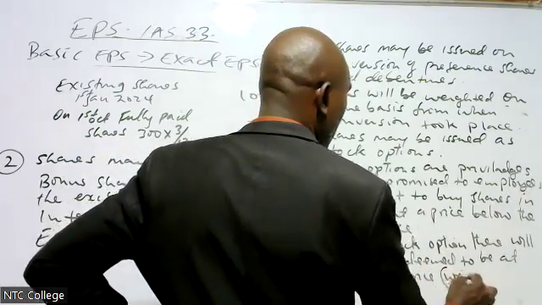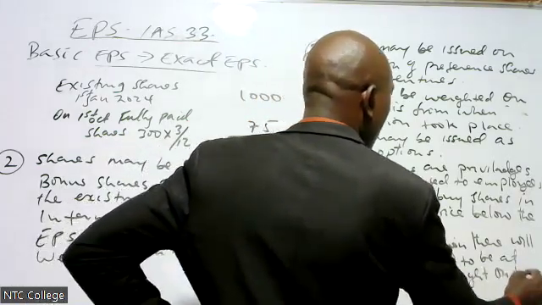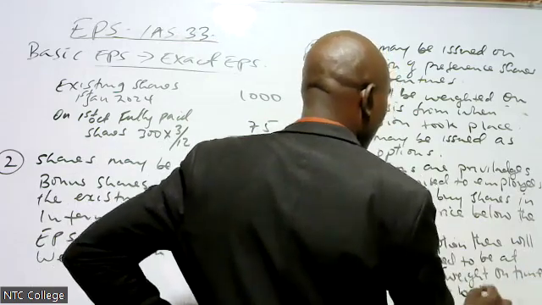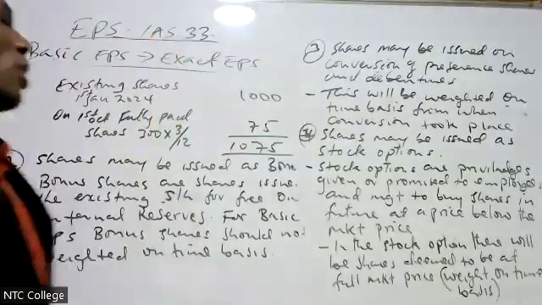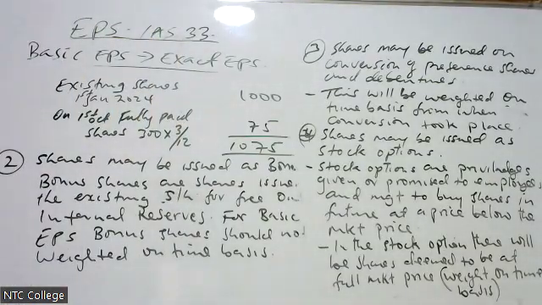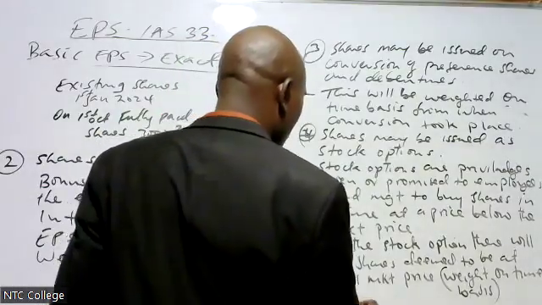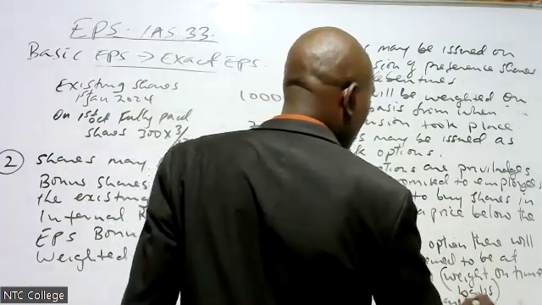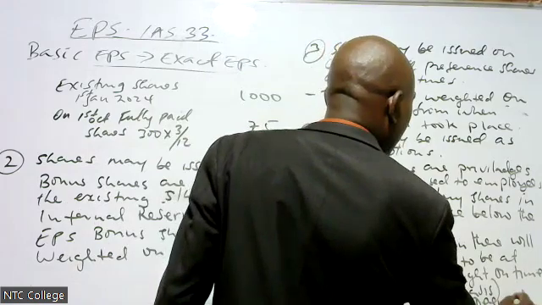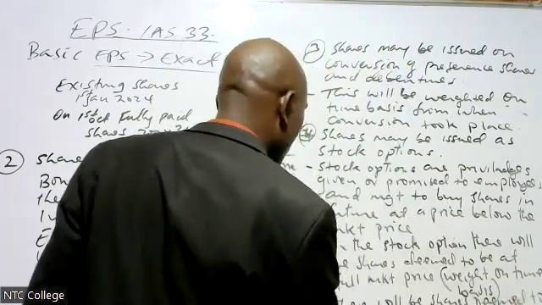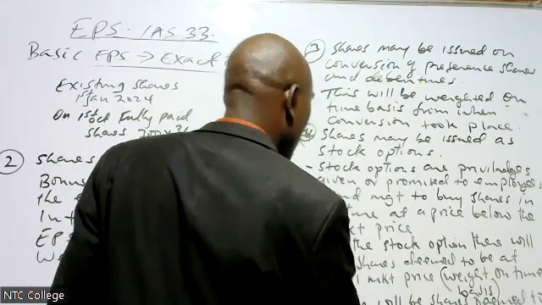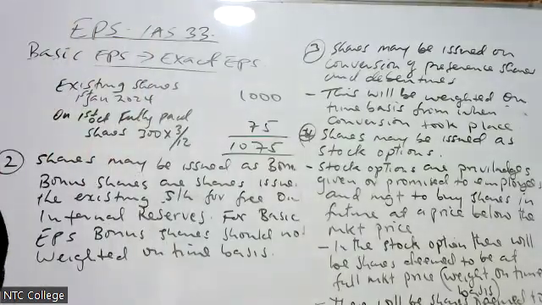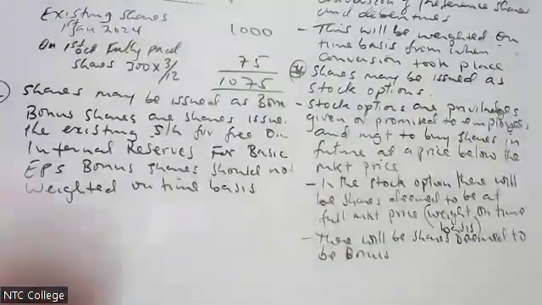In bracket, you say weight on time basis. I'm saying in the stock option, there will be shares deemed to be at full market price. In bracket, we are saying weight on time basis, and there will be shares deemed to be bonus.